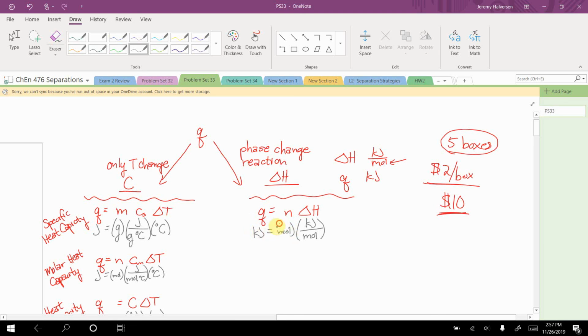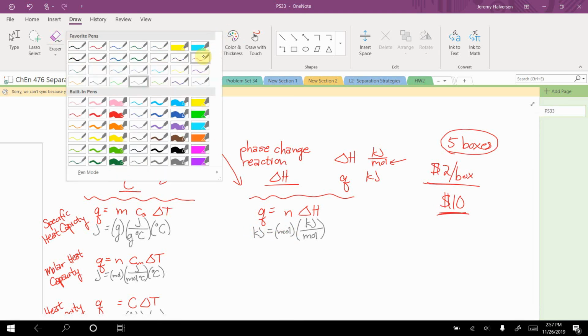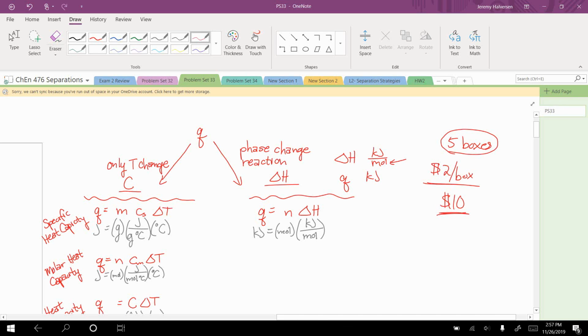Sorry if I overdid that, but it's definitely a point of confusion for people because we start saying Q and delta H are the same thing. Well, they are. Just like the price of a box and the total you spend at the store are both money, but that doesn't mean that they're equal to each other numerically.